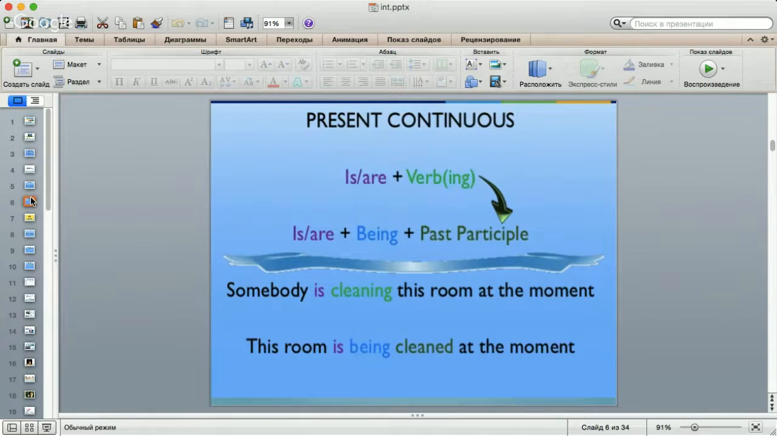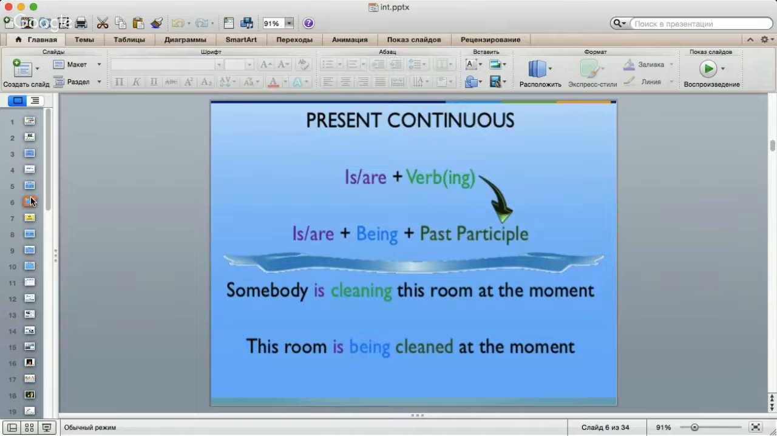So you don't add the ing ending to the main verb. You add the ing ending to be. So these are examples. Somebody is cleaning this room at the moment.